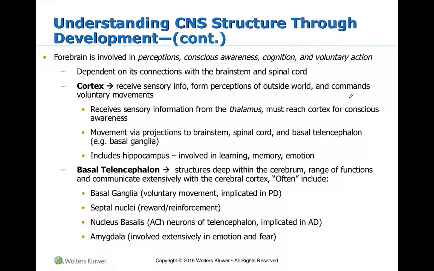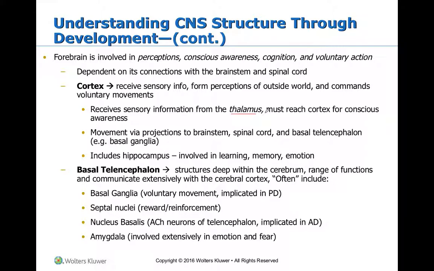So the forebrain is involved in perceptions, conscious awareness, cognition, voluntary action. This is what makes us really human. So it's dependent on its connections with the brainstem and spinal cord because, again, if you had the will to move, but you didn't have the spinal cord connections to the muscles, you physically couldn't move no matter how much you willed it. So the cortex receives sensory information, helps to form perceptions of the outside world, and will command voluntary movements. So it receives sensory information from the thalamus, which must reach the cortex for conscious awareness.